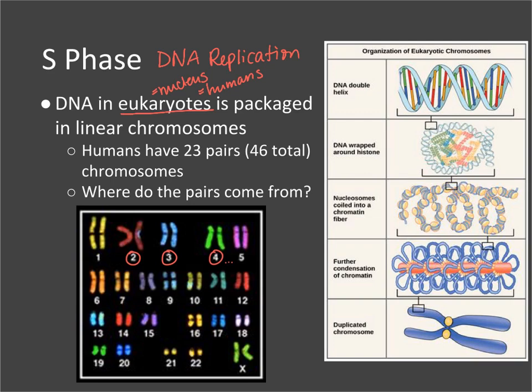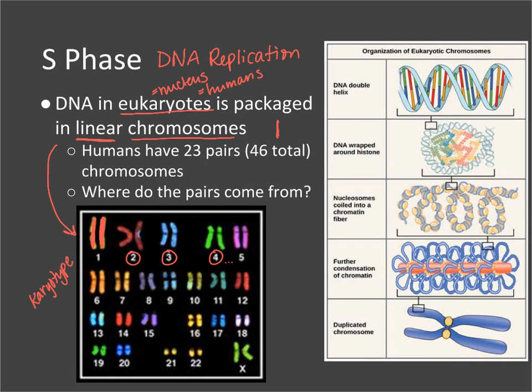And so in eukaryotes, the DNA is packaged in these structures called chromosomes. More specifically, these chromosomes are linear, which means that they look like a bar or just a line. You can actually see that in this picture down here. This is called a karyotype, which is just a picture of chromosomes that have been removed from a cell so that we can study them and look at them. And so you can see that these chromosomes are these bar-shaped chromosomes here.